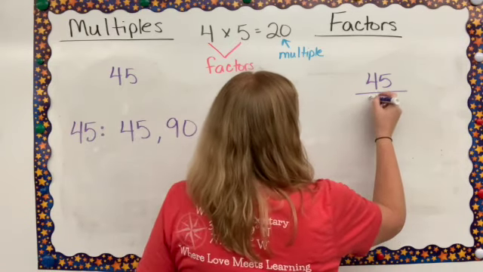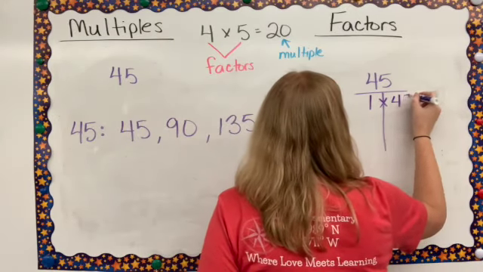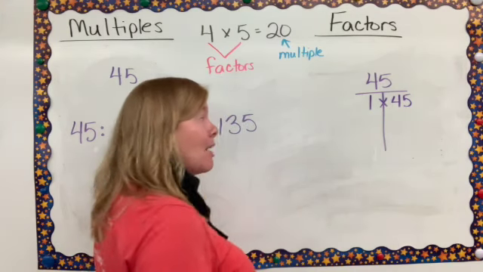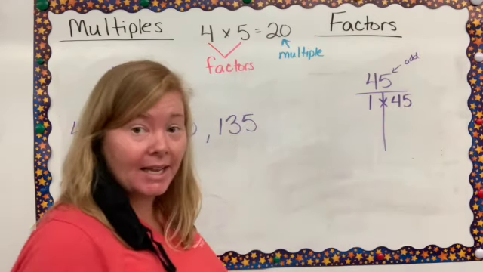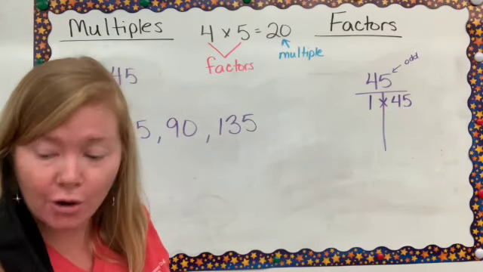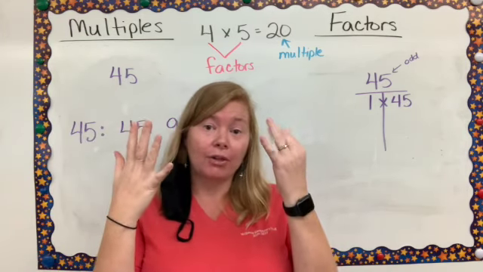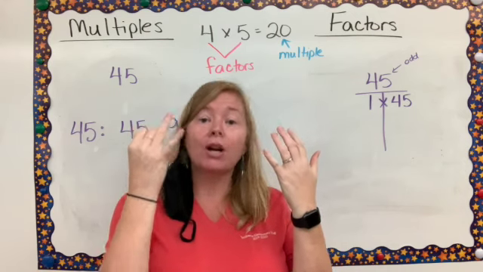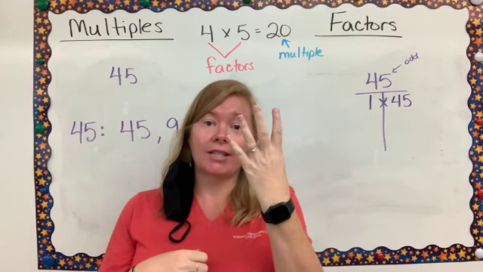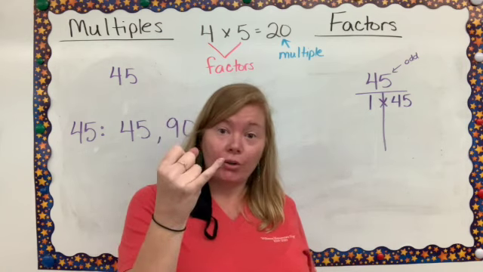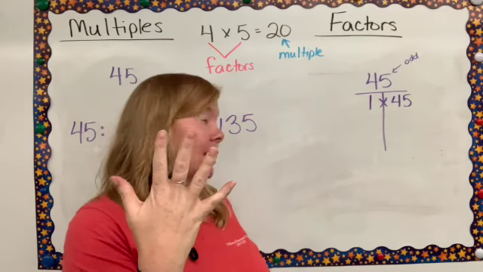Let's do the factors. 1 times, you got it, 45. I can test my 2's, but I don't have to because 5 is an odd number. Because it's odd, that means that 2 is not going to work. 2 only works when the numbers are even. But I'm going to prove it to you. 2, 4, 6, 8, 10, 12, 14, 16, 18, 20, 22, 24, 26, 28, 30, 32, 34, 36, 38, 40, 42, 44, 46, 48, 50, and I already skipped over it.